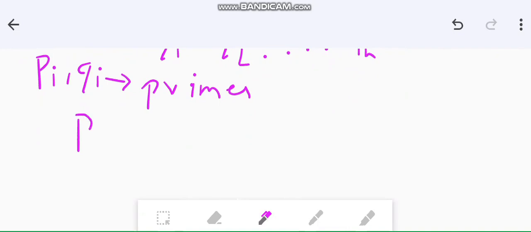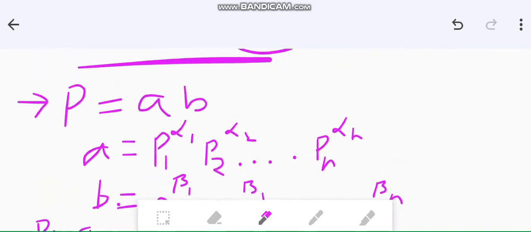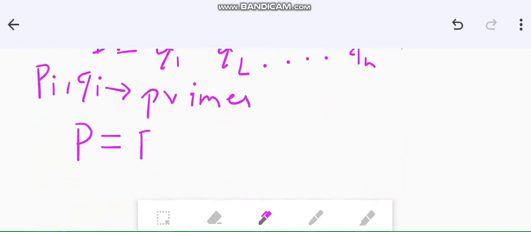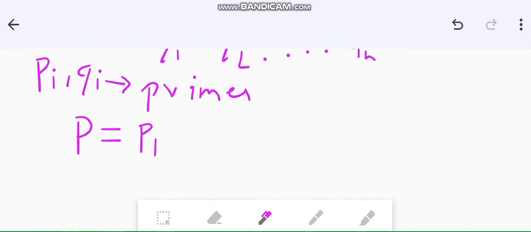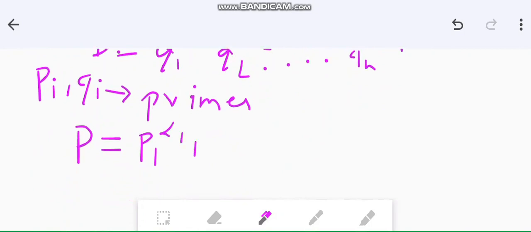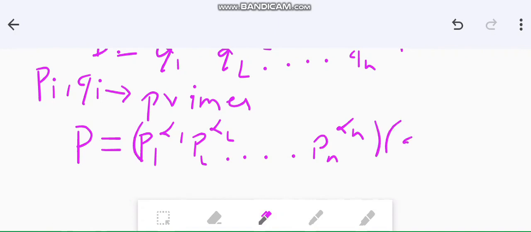So p, the number p, which is the product of a and b, can now be written as p1 alpha 1, p2 alpha 2, and so on up to pn alpha n, times q1 beta 1, q2 beta 2, and so on up to qn beta n.